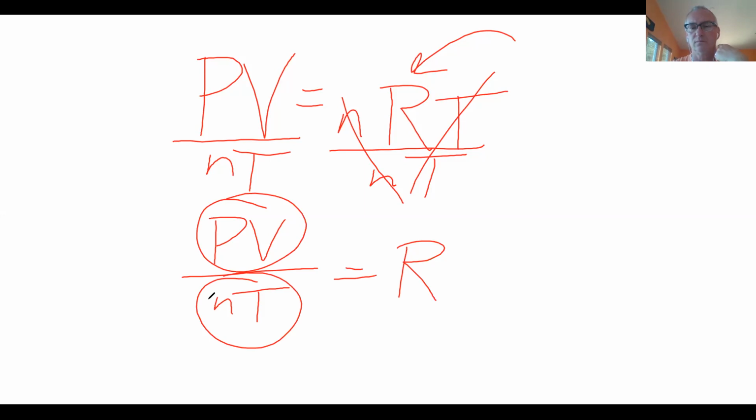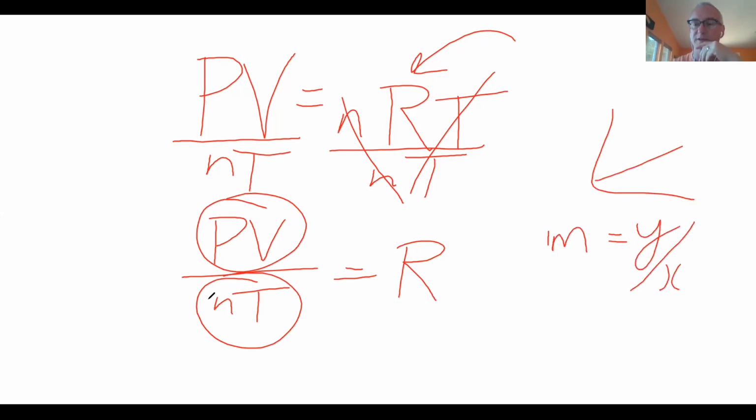PV is in the numerator. So is that going to be X or Y? Y, that's right. So remember, the slope M of the line is Y over X, right? If this is X and this is Y, my slope is Y over X.